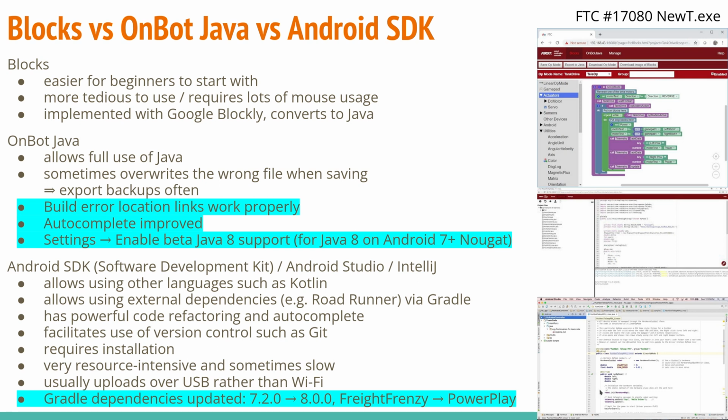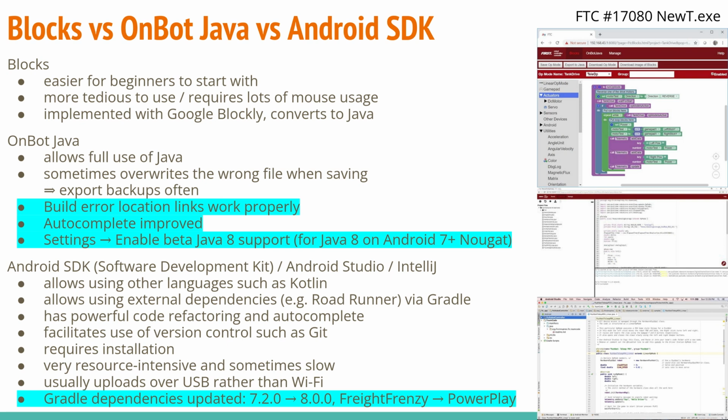And then finally, there's the Android SDK, also called Android Studio. You can also use IntelliJ or possibly some other IDE, although it's not normally used. This allows you to use Java, but also other languages such as Kotlin, which I'll explain more about later. You can add external dependencies such as Roadrunner using Gradle. It gives you extremely powerful code refactoring and autocomplete. You can use version control such as Git.